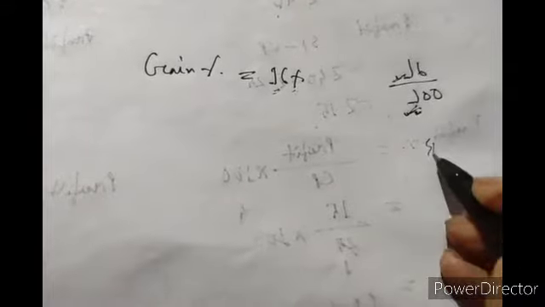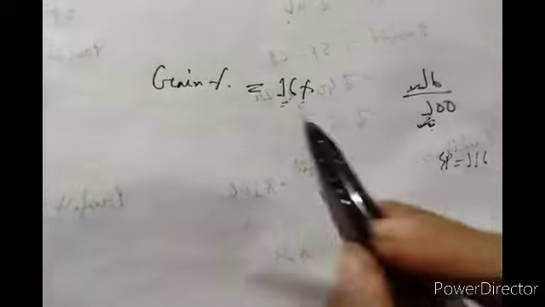Therefore, selling price will be, in case of profit, selling price is more as compared to cost price. Therefore, selling price will be 116. 100 cost price plus profit 16. That means selling price will be 116.